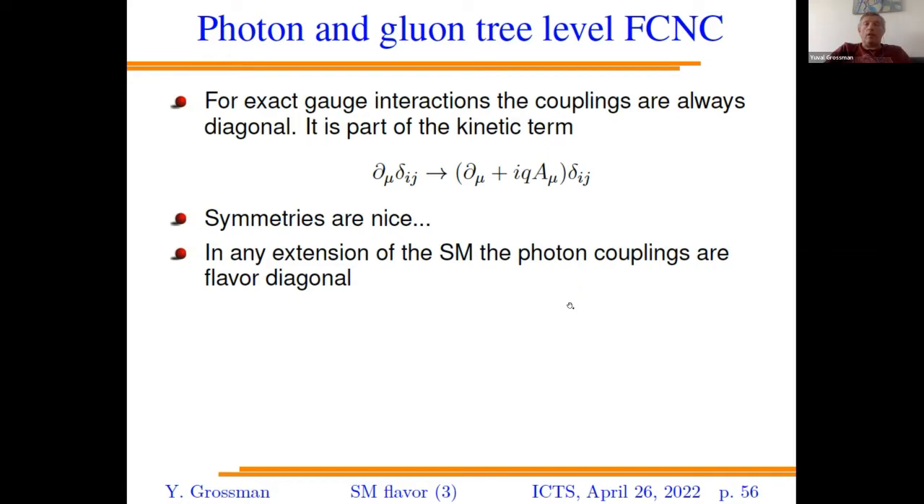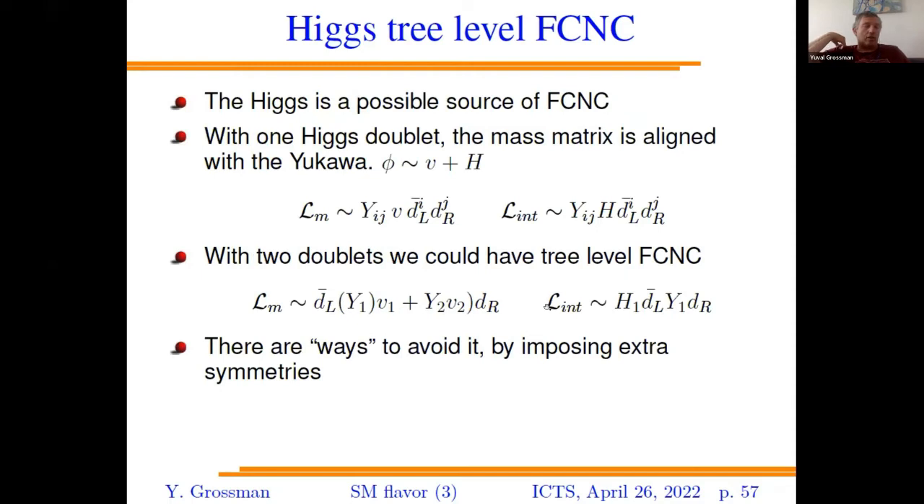Okay, good. So let us move on to the other neutral gauge boson and see why they don't have flavor change in neutral current. In principle, the Higgs could have flavor change in neutral current. The reason that the Higgs doesn't have flavor change in neutral current in the standard model is because we have only one Higgs doublet. And when we have one Higgs doublet, we get this phenomenon that the Higgs coupling is proportional to the mass. Why?